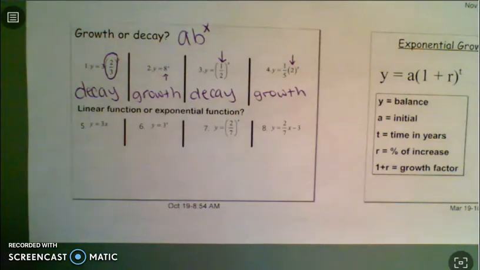When you tried 3 and 4, 3 should have been decay because it's 1/2, and 4 should have been growth because the base is 2.